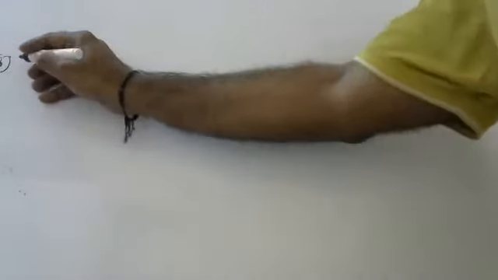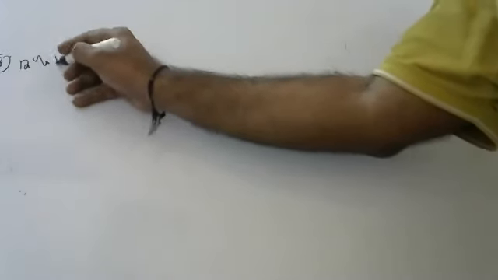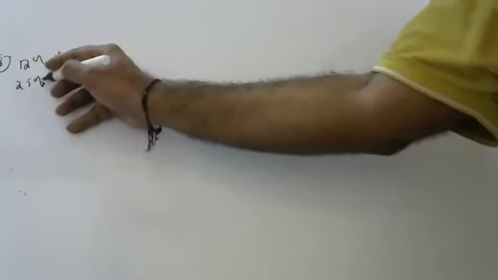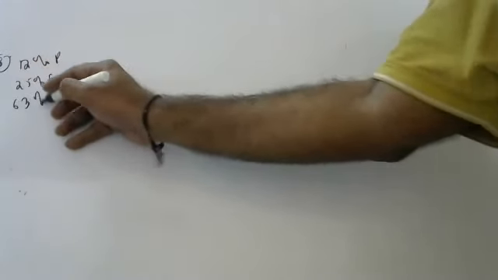All of you, please check the balanced diet question, children. A balanced diet chart I give. A balanced diet must have 12% proteins, 25% fats, and 63% carbs.